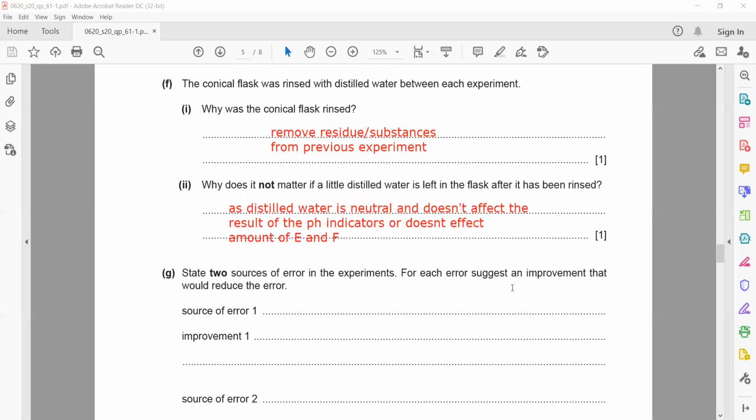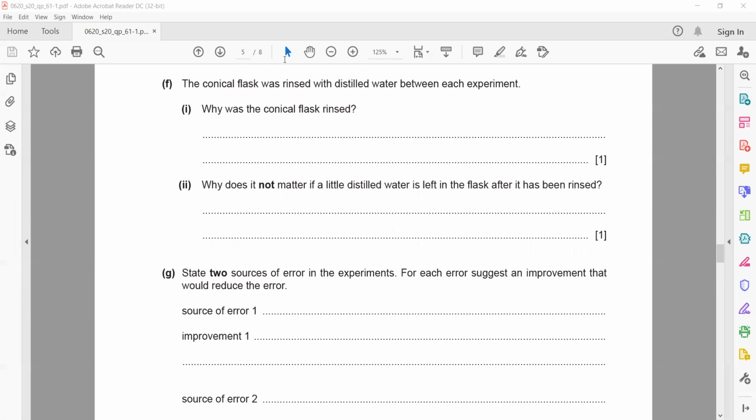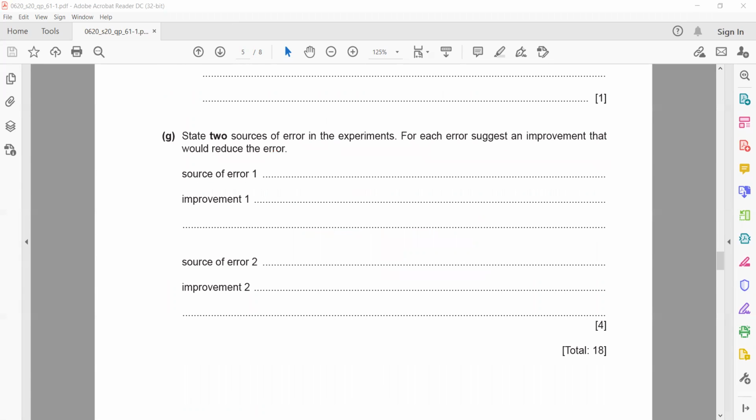State two sources of error in the experiments. For each error, suggest an improvement. What might be sources of error in a titration experiment? Normally for a titration experiment, what are we using? We are using a measuring cylinder. So a measuring cylinder is not accurate. We should use a pipette or a burette. Then repetition is not there in this procedure. The student did not repeat the experiment, repeat and find the average.